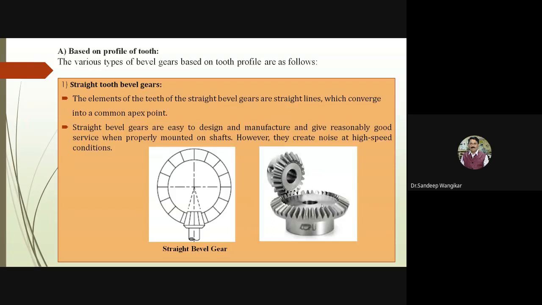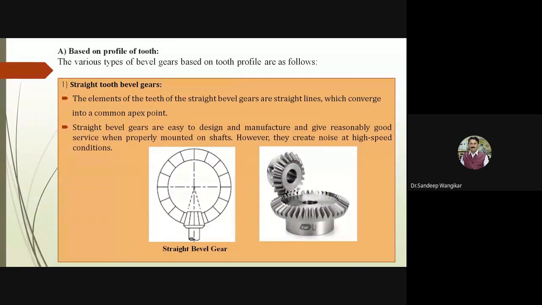Type number 1, based on the profile of the tooth. The various types of bevel gears based on tooth profile are as follows. Number 1, straight tooth bevel gears. So based on tooth, very first, straight tooth. The elements of the teeth of the straight bevel gear are straight lines which converge into common apex point.